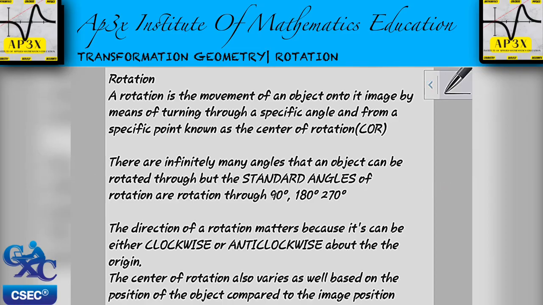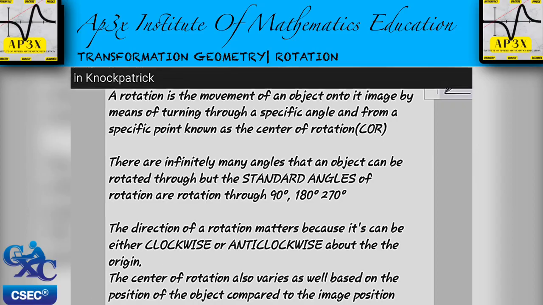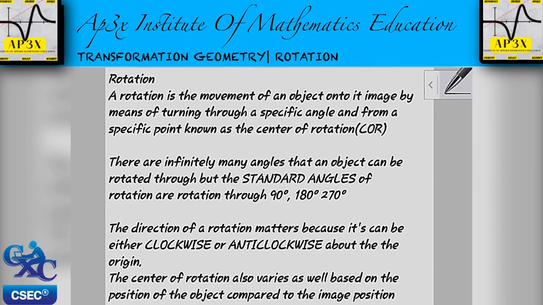And these standard angles are in fact 90 degrees, 180 degrees, and 270 degrees. So it really depends on if it is a standard rotation or you're just required to rotate an object through a given angle. Now, as I said, for the level of CSEC students, these are the three angles that we focus on. But the principle, the rules and the formulas apply when the angle is 45, when the angle is 70, when the angle is 120, when the angle is 150, and so on and so forth.